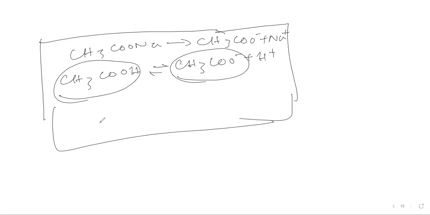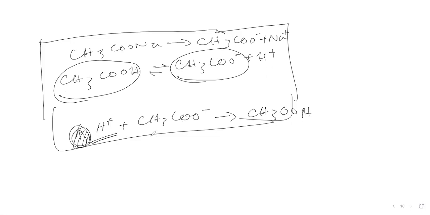Now in the buffer solution, if extra H plus is added, what is going to react with it? CH3COO minus is going to react with it, producing CH3COOH. That means the power of the increased H plus is diminished. Why? Because CH3COO minus reacted with it, so pH didn't change. Now let's say instead I added OH minus. Now this OH minus is going to react with, for simplicity, CH3COOH, the acid.